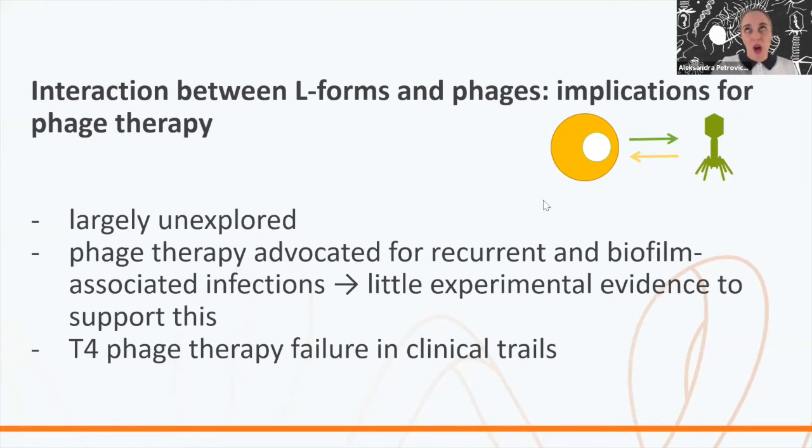And why is this important? We think because phage therapy is advocated very often for recurrent and biofilm-associated infections where we expect to find the L forms. But there is little experimental evidence to support that phage therapy is actually efficient in these settings. And we have different examples where T4 phage therapy failed in clinical trials, where authors of the studies show that phages were effectively killing bacteria in in vitro conditions, but were not successful in killing bacteria under in vivo conditions.